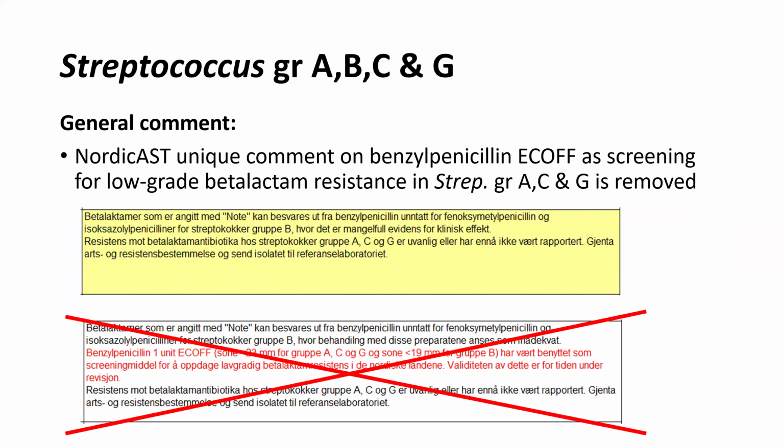So now we go to the beta-hemolytic streptococci, where the penicillin MIC breakpoints are quite adjusted, which means we no longer need the unique NordicAST comment that we've had the last few years, in red, where we have a wording on how to screen for low-grade beta-lactam resistance. So we don't need it because now this new breakpoint will catch these isolates.